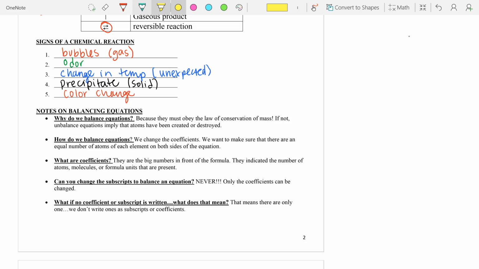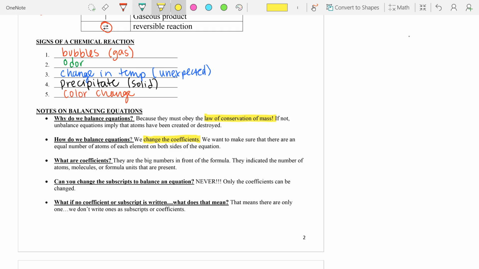Why do we balance equations? Because they have to obey the law of conservation of mass. You can't have atoms just come out of nowhere or completely disappear. And how do we balance them? We change the coefficients. That's the only thing you can change. You can never change a subscript, okay?